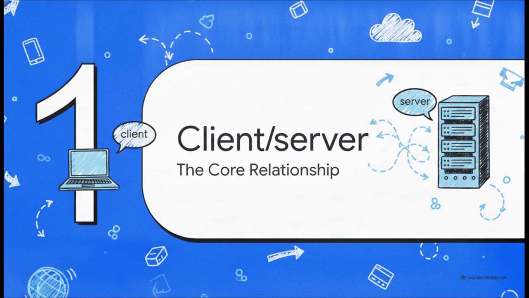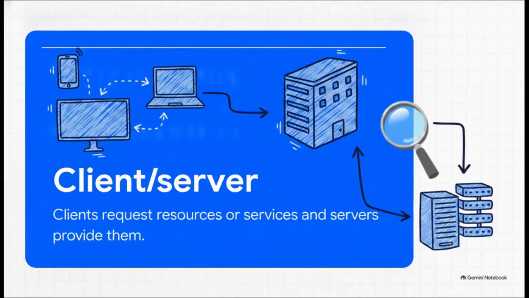Section 1. The client and server. The core relationship. To truly grasp networking, you really have to frame the entire internet as this giant, never-ending conversation between two distinct entities. We operate on what's called a client and server architecture. So your local browser, that's the client requesting resources, and the server is the distant machine providing them. It sets up this foundational request and response dynamic. You ask, it provides. It's that simple.